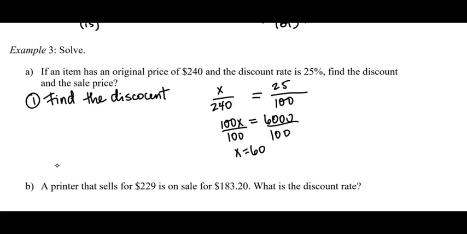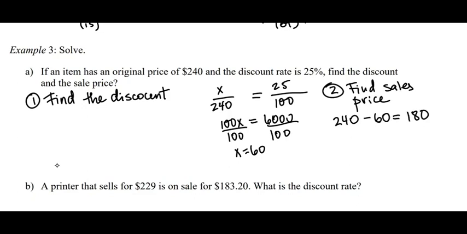And step number 2, find the sale price, which is we're going to take our original price, 240, take 60 out of it, and the final answer is 180. Okay.